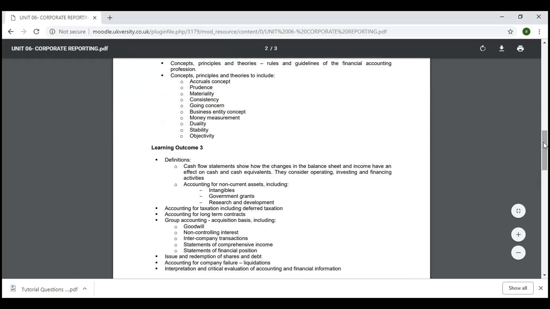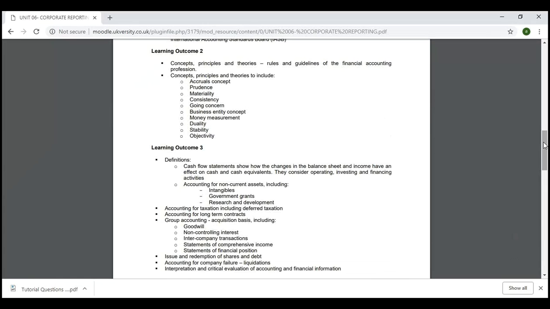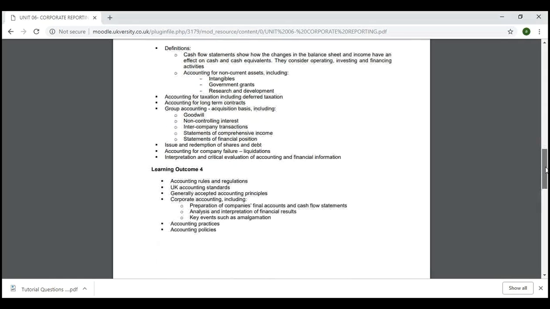Today we're moving forward and we'll discuss our learning outcome 3, under which we'll discuss the cash flow statement, balance sheet, and income statement. We'll discuss how these statements and the effects in these statements affect our cash flow, and we'll discuss intangibles, government grants, and research and development, how we can record them in our financial statements, what the reporting rules behind them are, and how we're supposed to report. If we're not reporting, what effect will it have on the user and how can they interpret the information. For interpretation, we'll discuss some ratios.